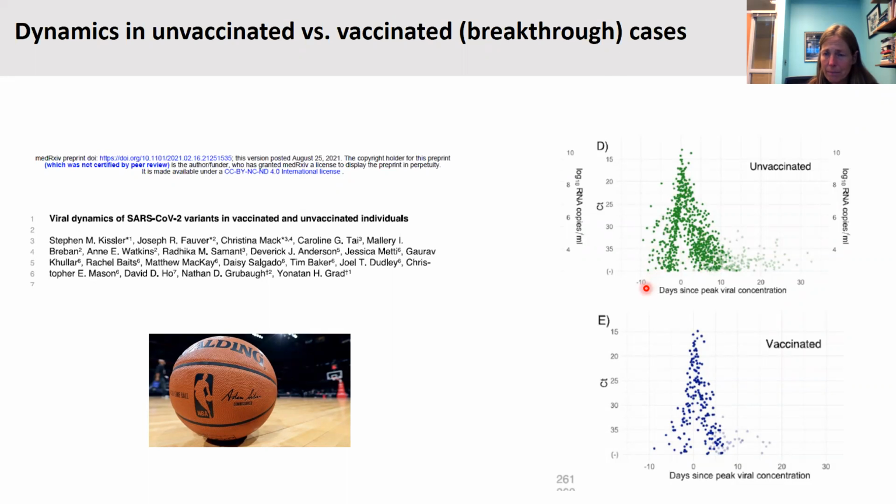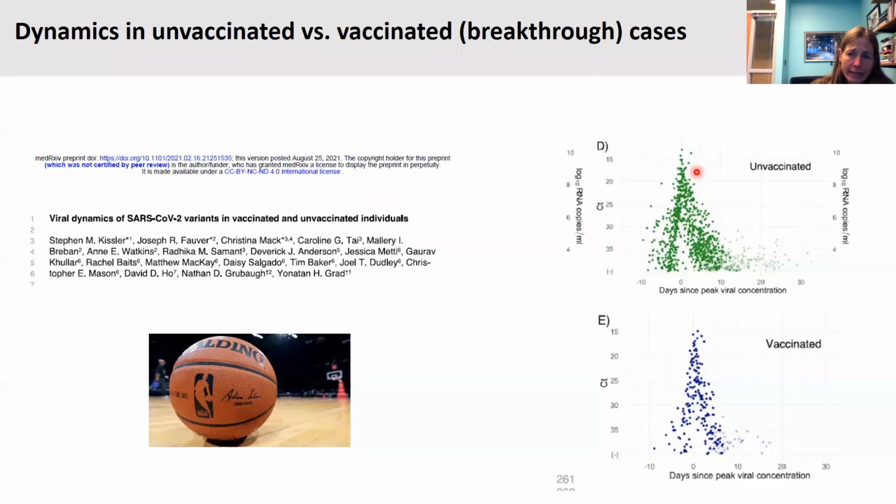So this is plotting all these individuals on the same plot. Here we have CT, where a lower CT is a higher viral load, right? And here, this is days since peak viral concentration, just to standardize these. And what you see is in unvaccinated as well as in vaccinated individuals, right? You see this rapid rise, right? And then of course this decline, right?